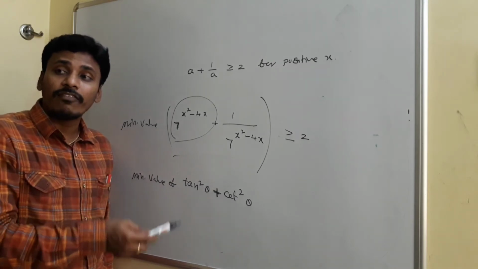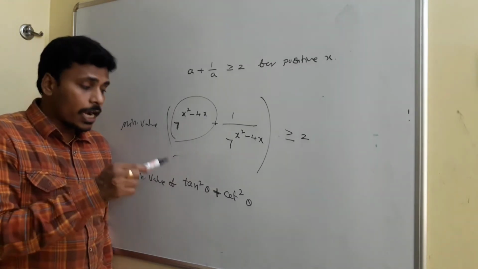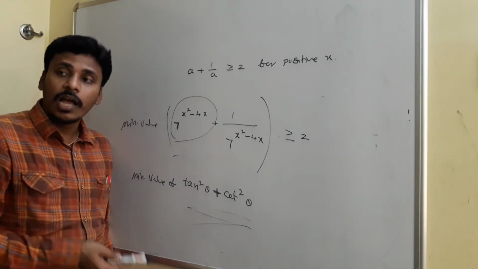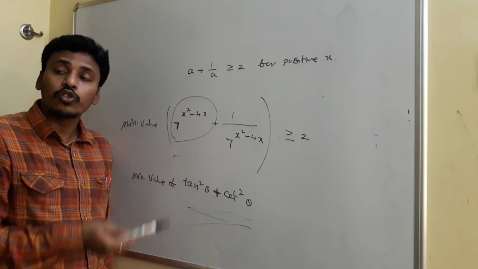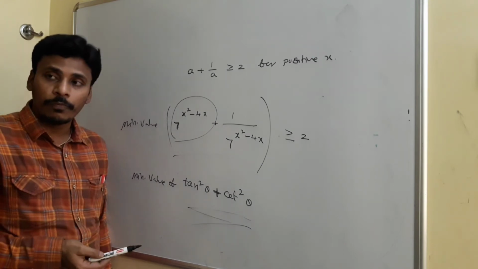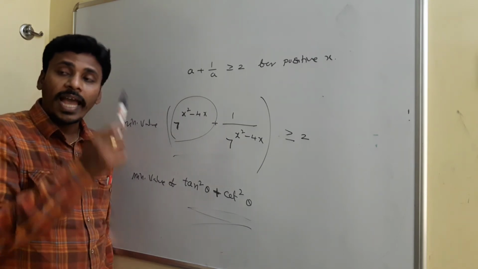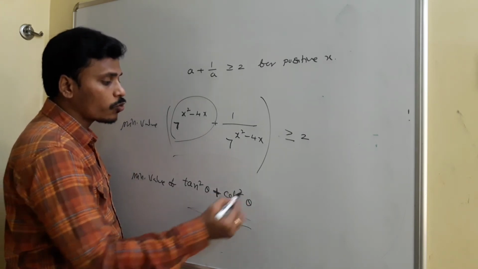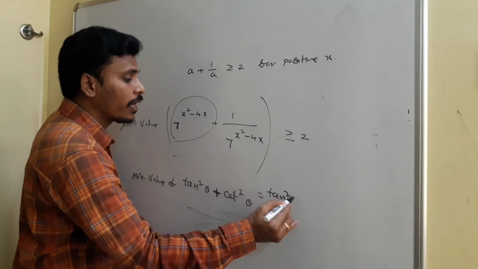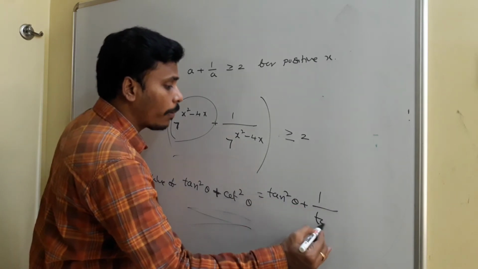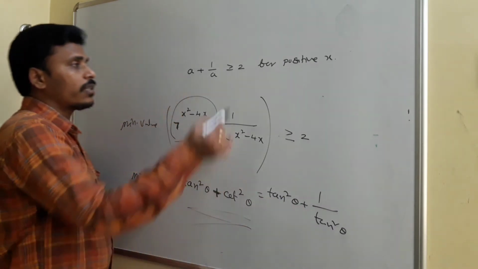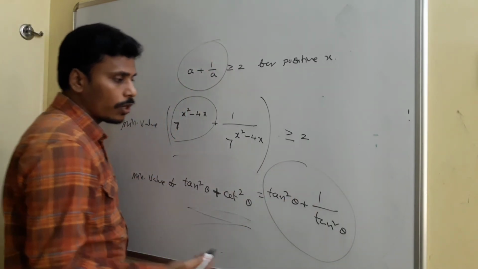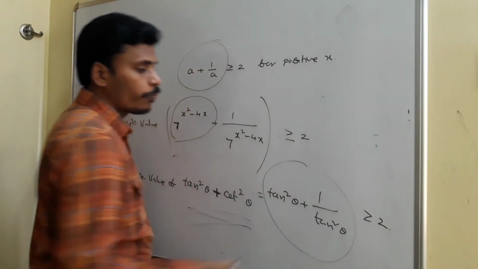You just take any value in the place of theta and identify the value of tan square theta plus cot square theta. Among all those resultant values, you need to identify the minimum value. Then what will be the minimum value? Again, it is directly 2. Why? Because tan square theta plus cot square theta can be written as tan square theta plus 1 by tan square theta. Look at this. It is of the format a plus 1 by a. Then surely its minimum value is 2.